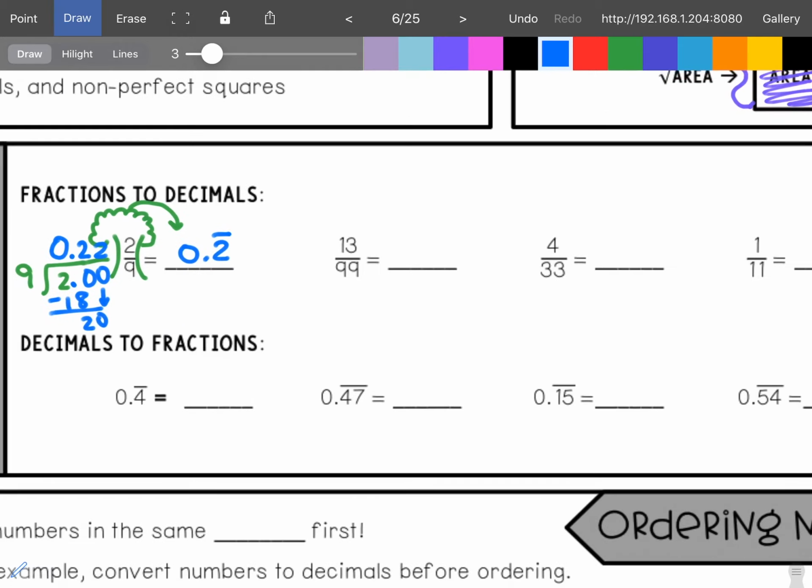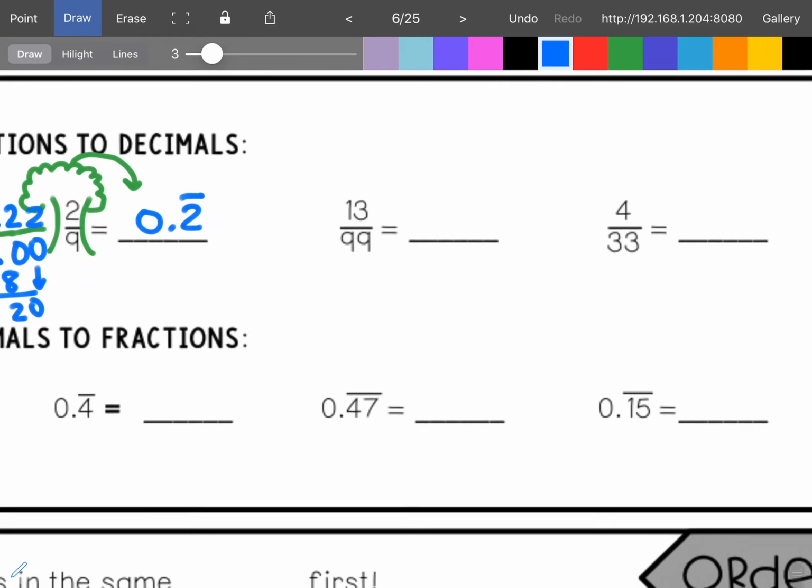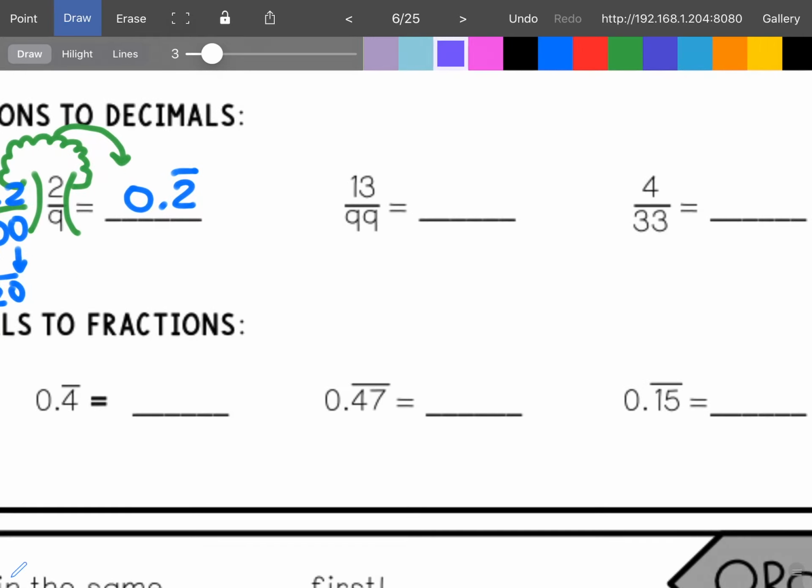Okay? All right. Let's try the next one. I am going to make sure I have enough room here. And if you've got your own paper, or maybe you can just write a little bit smaller. We've got 13 inside and 99 outside. So 99 cannot divide into 13, so we add a decimal and a 0. 99 can go into 130 one time. That gives us 99. So 130 subtract 99 would be 31.